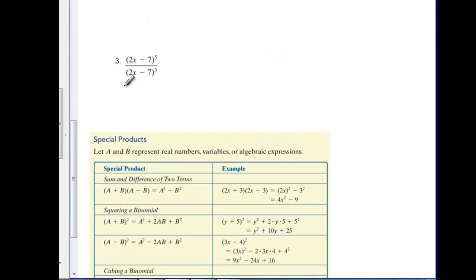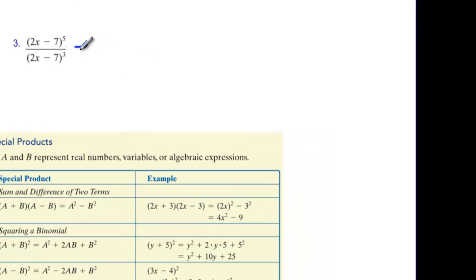Here we would reduce and then multiply. I'm not going to do the multiplying part, but we will do the reducing part. I know this is a lot bigger than just x, but it's the exact same base. 2x minus 7 is the base with exponent of 5. 2x minus 7 is the base with exponent of 3. Exactly, you can just subtract the exponents. So we'd end up with 2x minus 7 to what power?